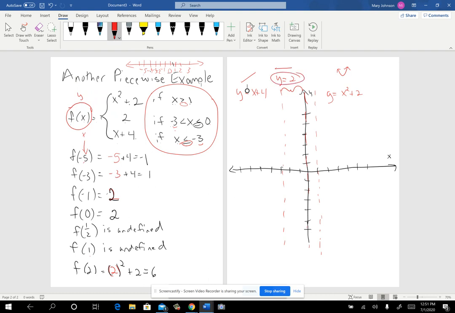Y equal 2 is just a horizontal line up at 2. And I use that when I'm between 0 and -3. So I'm going to be up here when I'm between 0 and -3. Now look, y equal 2 does this. I'm just only using it when I'm between 0 and -3.